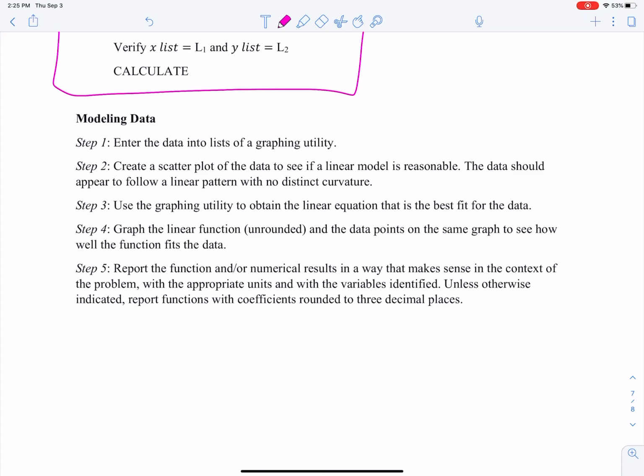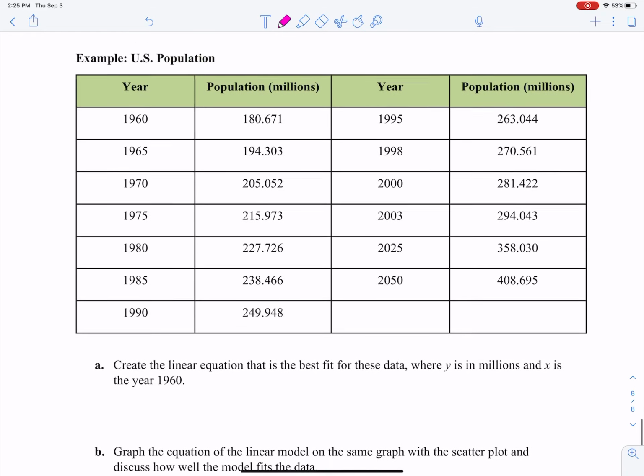Step 3, use the graphing utility to obtain the linear equation that is the best fit for the data. Graph the linear function unrounded and the data points on the same graph to see how well the function fits the data. And then report the function and/or numerical results in a way that makes sense in the context of the problem, with the appropriate units and with the variables identified. Unless otherwise indicated, report functions with coefficients rounded to 3 decimal places.